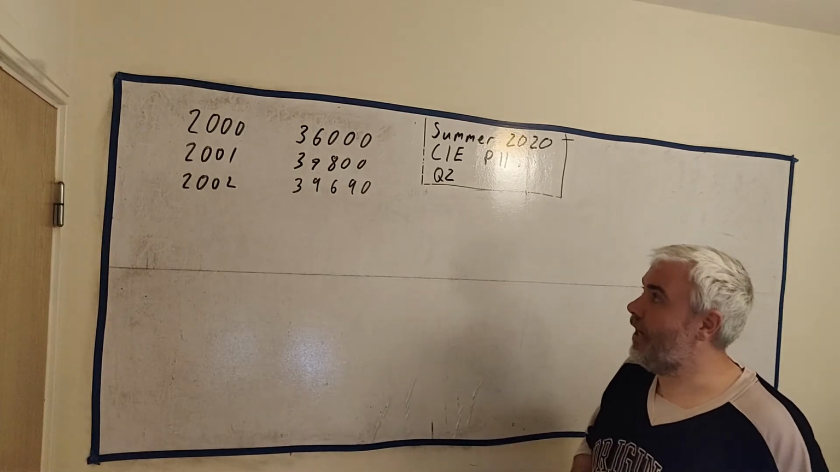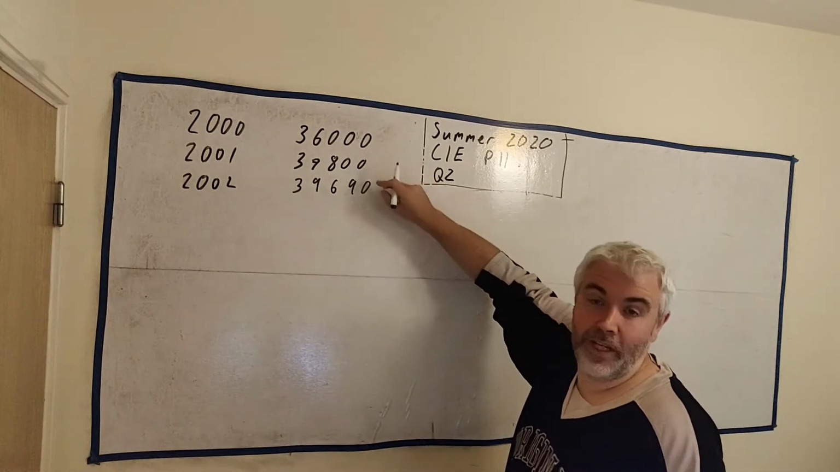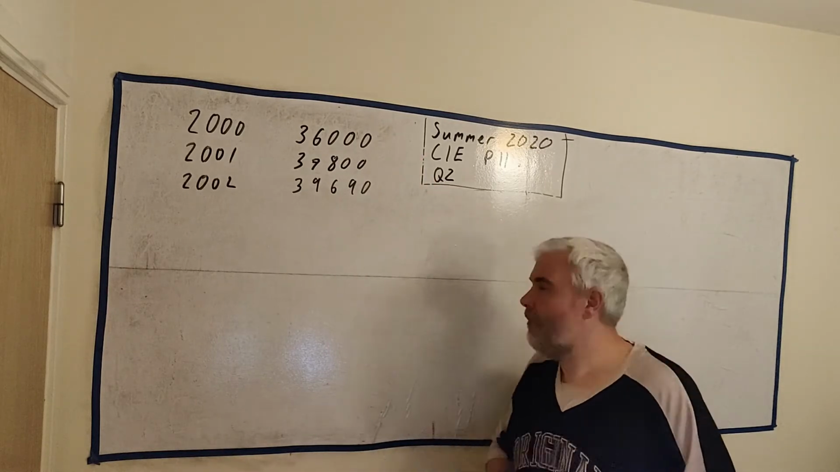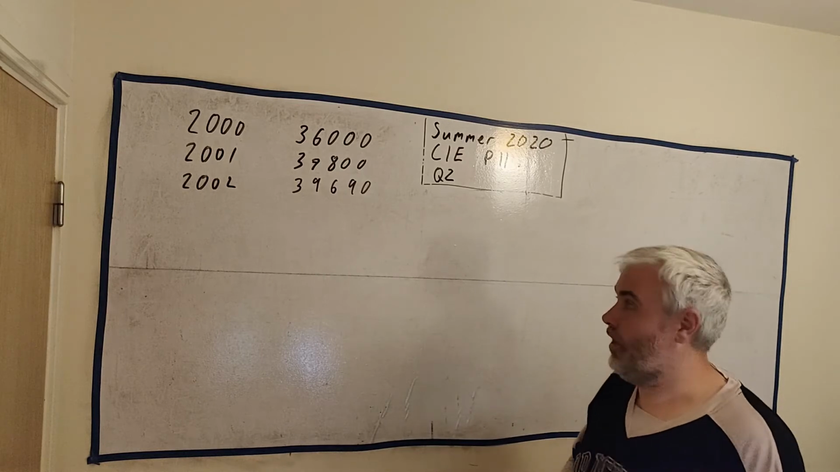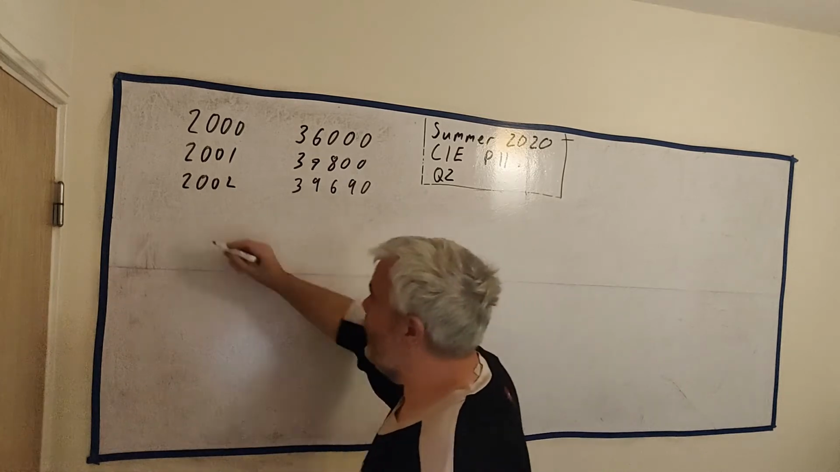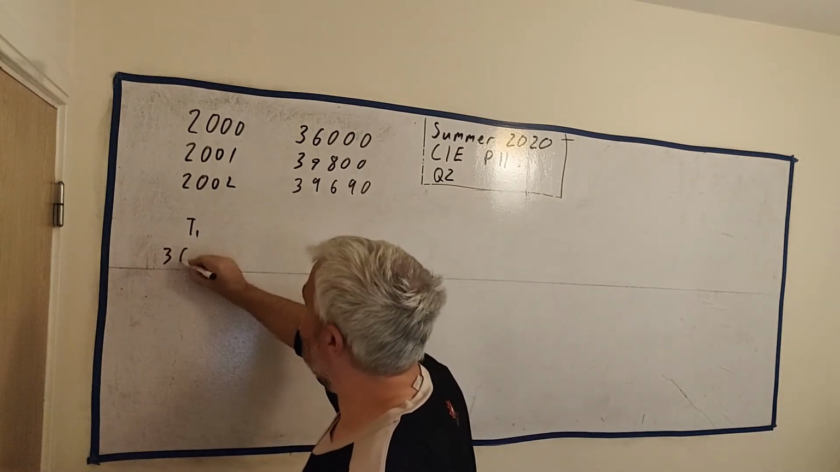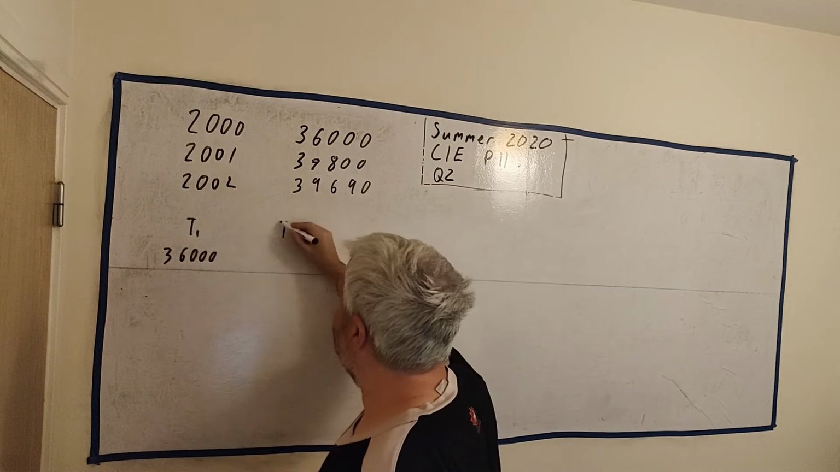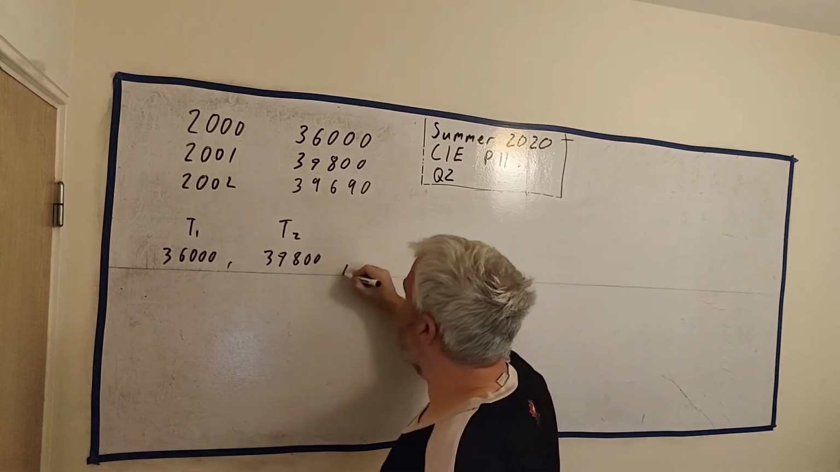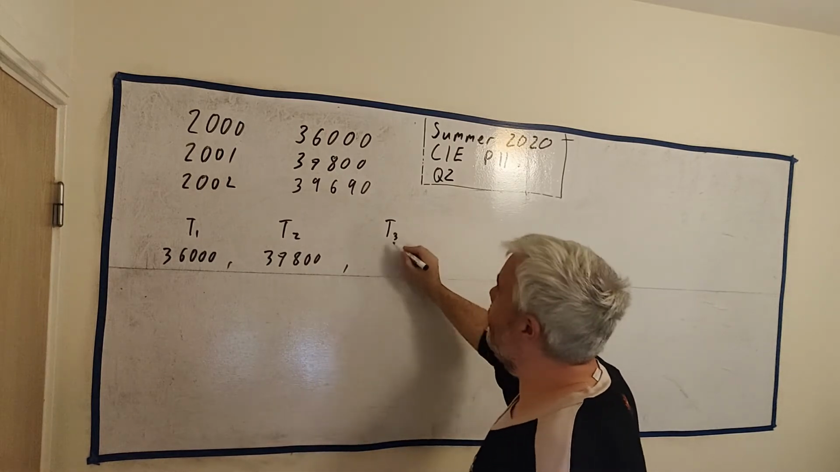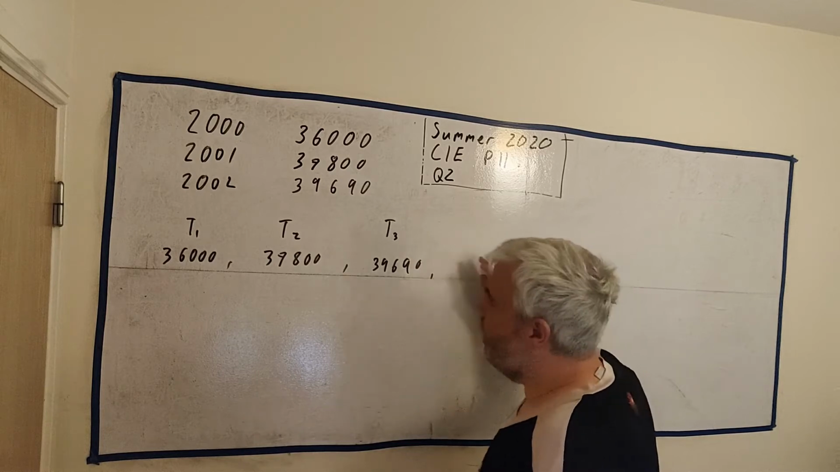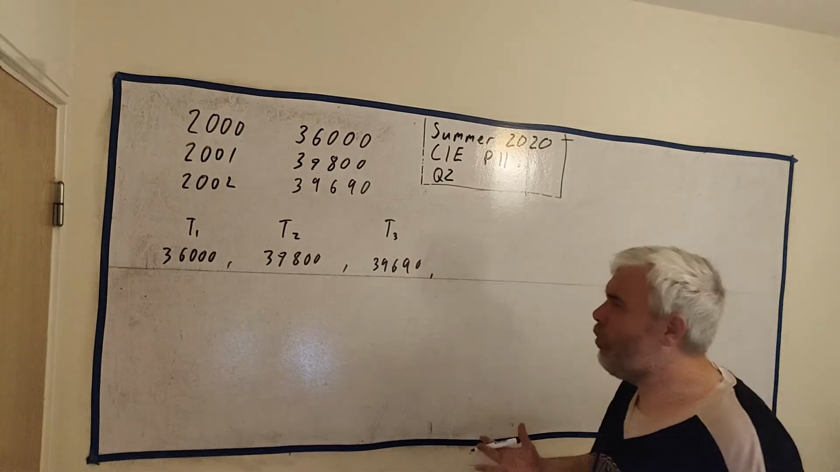So what is actually happening is each time this has been multiplied by something. Nothing's been added on each time. Not the same thing, at least. Something's been multiplied each time. So what we really have here is a geometric sequence. T1 is 36,000, T2 is 37,800, and T3 is 39,690. So we don't need to keep going because we have formulas for this.